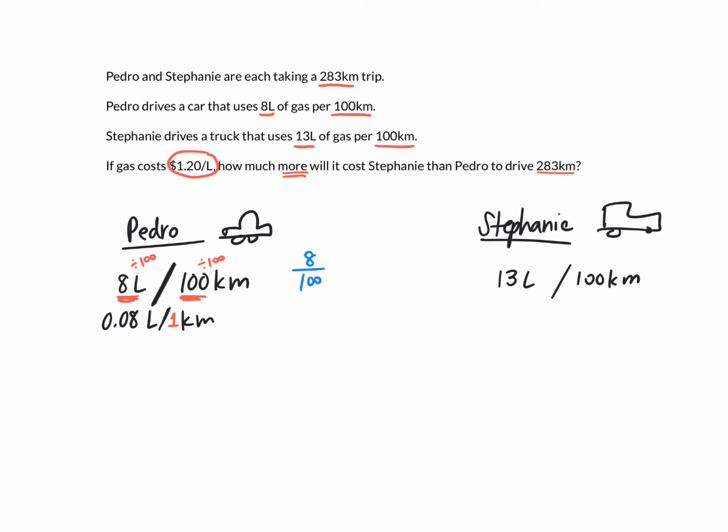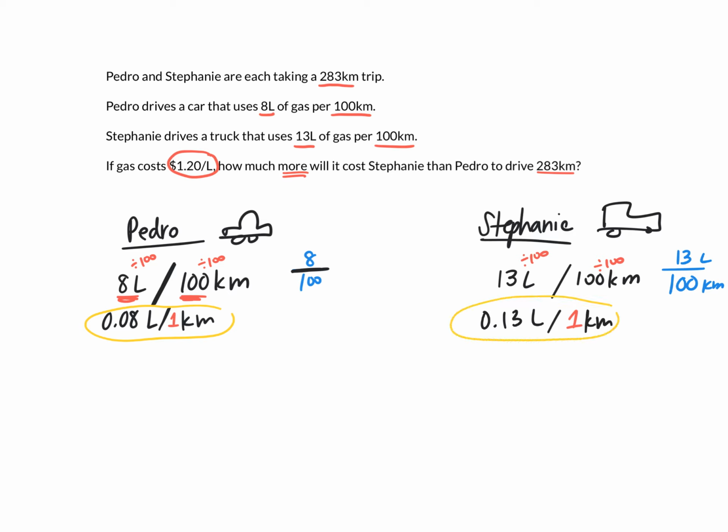This is per 100 kilometers, so we're dividing. We're going to do the same thing here. I want to know what it is for 1 kilometer. So 100 divided by 100 is 1. So I'm reducing that to 1, which means I have to divide this by 100 as well. If we look at it this way, 13 liters for every 100 kilometers, 13 divided by 100 is equal to 0.13 liters. Okay, so this information will help us. We know that he's using 0.08 liters for every kilometer, and Stephanie's using 0.13 liters for every kilometer.